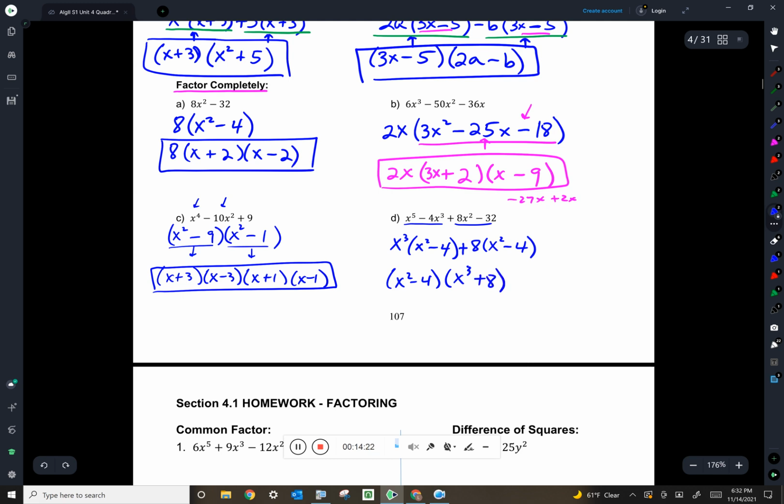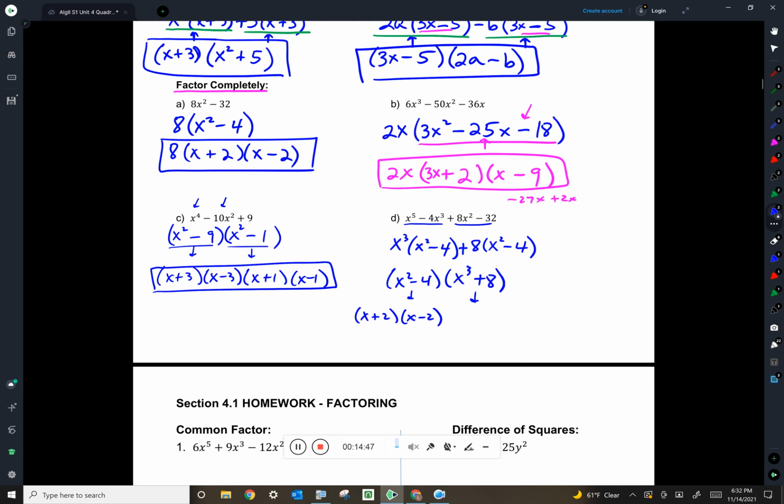Okay, so I just did factor by grouping. Am I done? Well, I don't know. Let's see. Look at that first parenthesis. Isn't that one a difference of squares? So I could make that be x plus 2 and x minus 2. Okay, look at the second parenthesis. That's not squares, but aren't they cubes, right? X cubed and 8, those are both cubes.